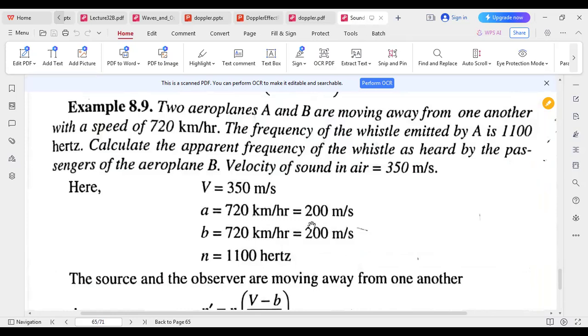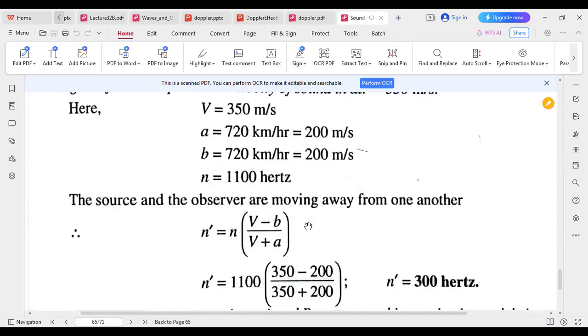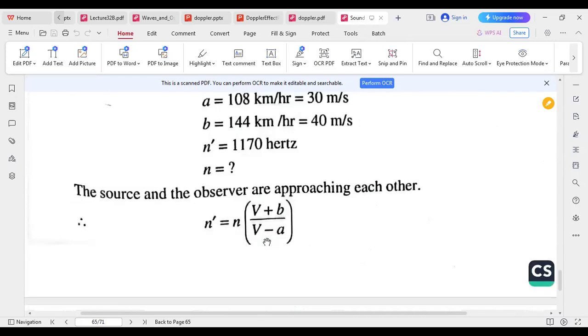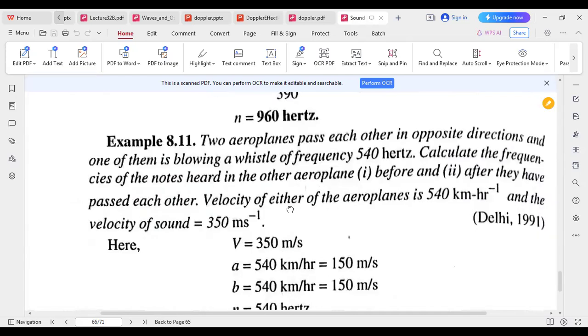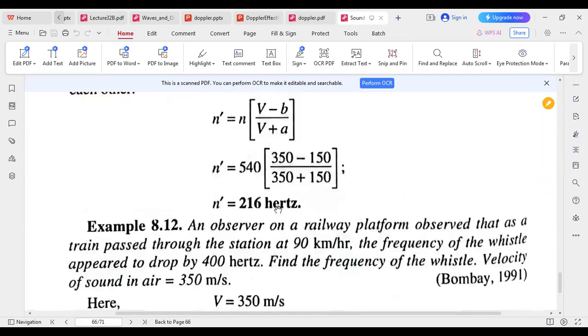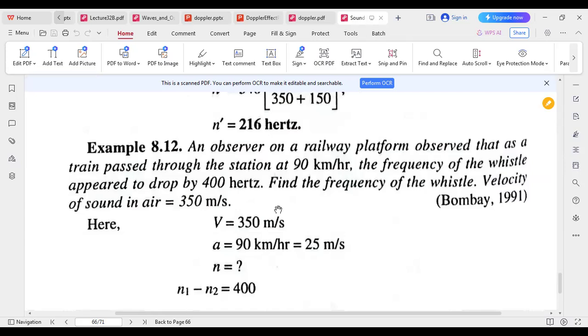Two aeroplanes A and B are moving away from one another with a speed of 720 km per hour. The frequency of the whistle emitted by A is 1100 hertz. Calculate the apparent frequency of the whistle as heard by the passenger of aeroplane B. Velocity of sound is this, 350. Since the source and observer are moving away from one another, we use this formula. Similar example, and this is also a similar one. This is left for you.